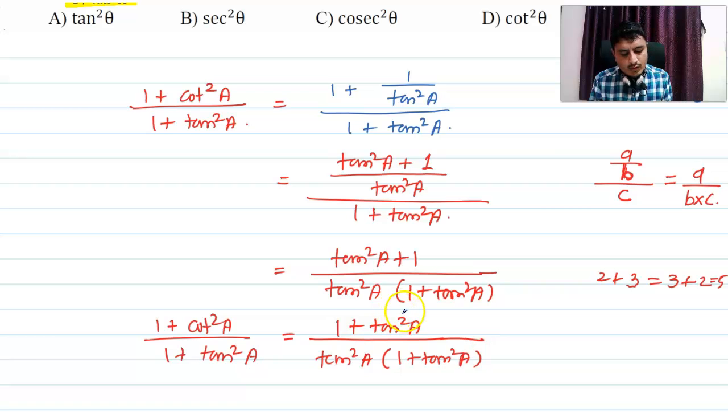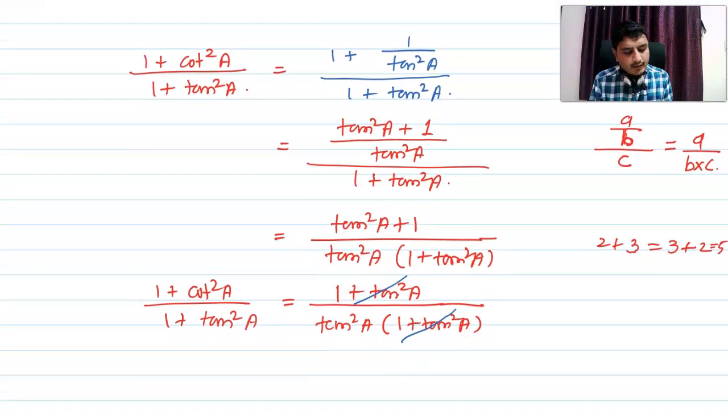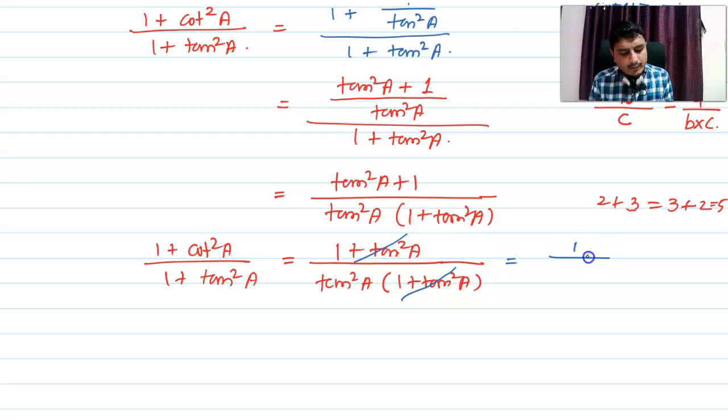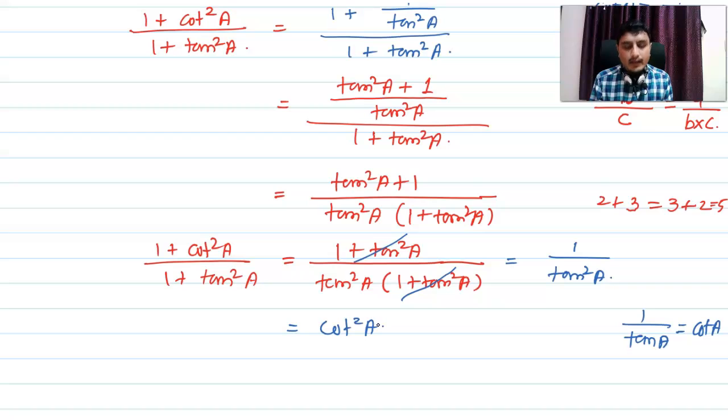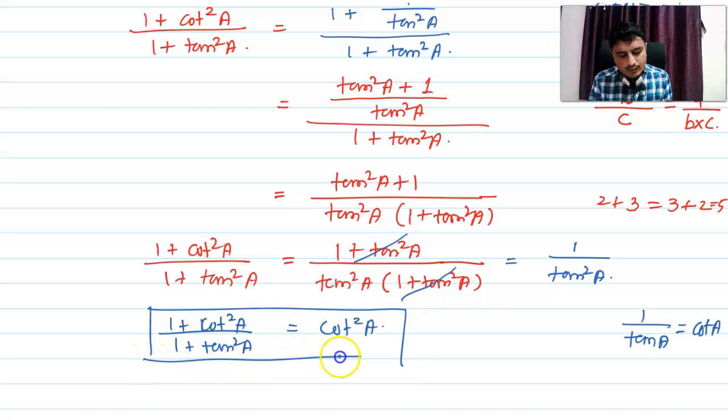Now 1 plus tan square of A from numerator and denominator get cancelled, and we remain with 1 upon tan square of A. And we know the reciprocal of tan A is cot A, so 1 upon tan A equals cot A. Since there is a square, 1 upon tan square of A is equal to cot square of A. So the value of (1 plus cot square of A) divided by (1 plus tan square of A) equals cot square of A.